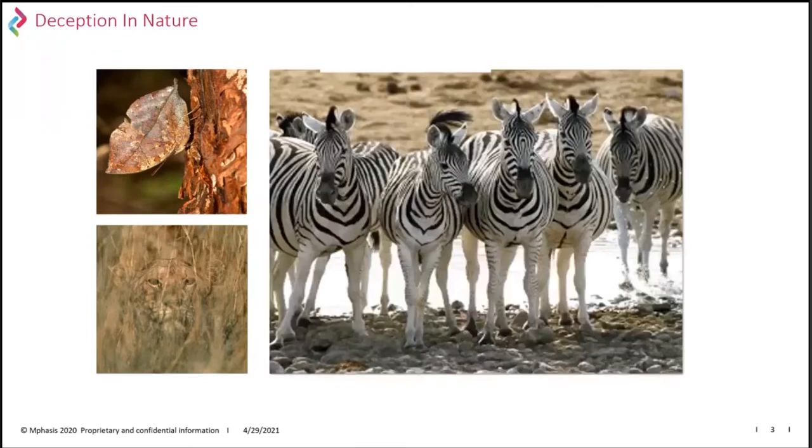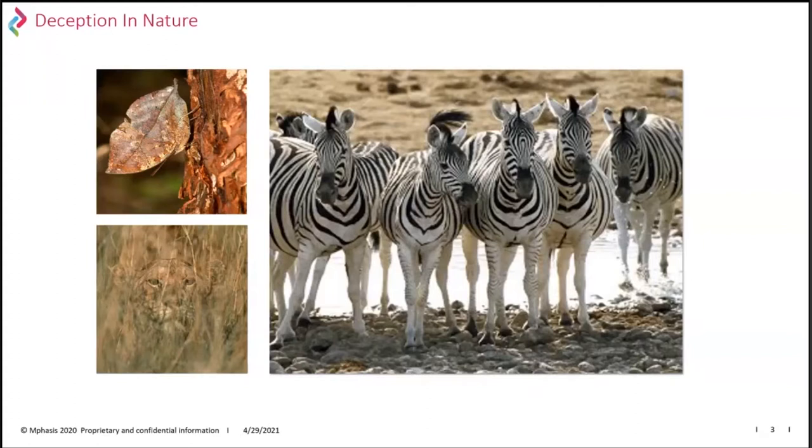However, one of my favorites is this, a pack of zebras. It's an unlikely example for deception, because their black and white design doesn't really camouflage them against the African backdrop. Then how does it work? It is not camouflaging itself against the backdrop. It is camouflaging against its pack or herd, right?